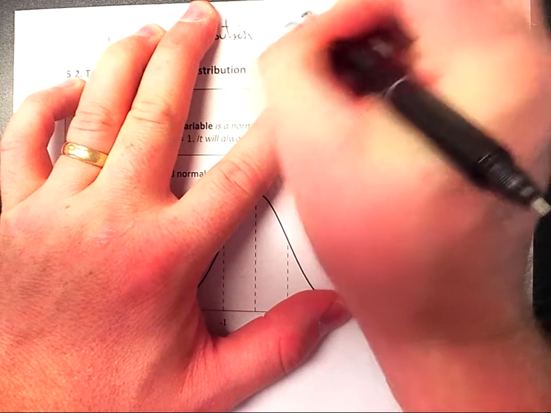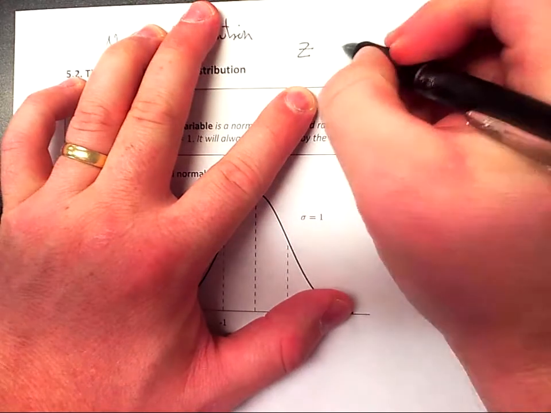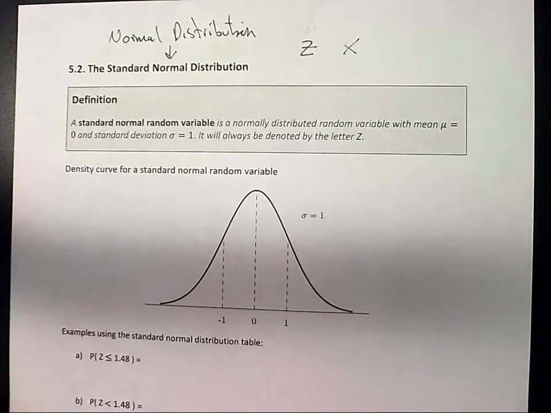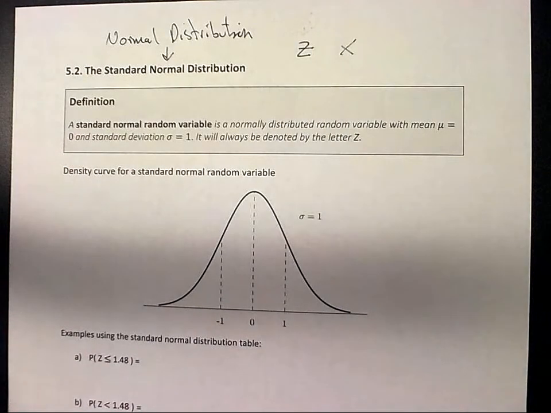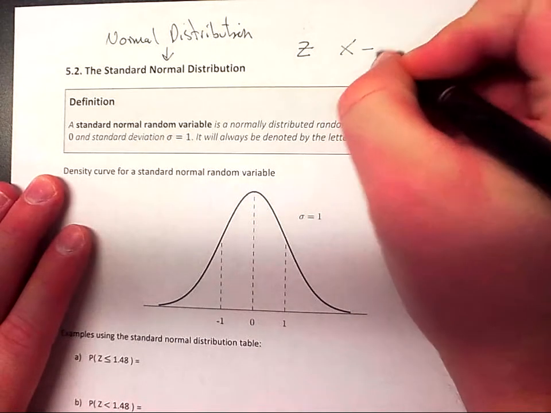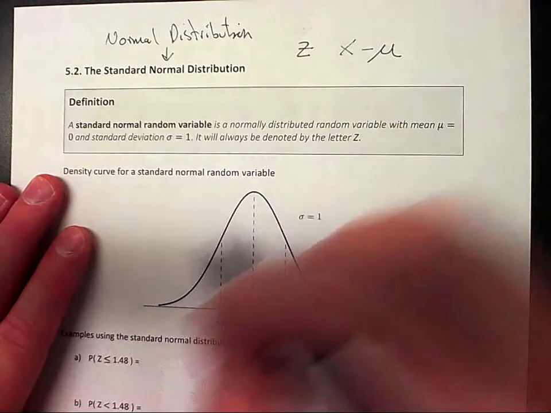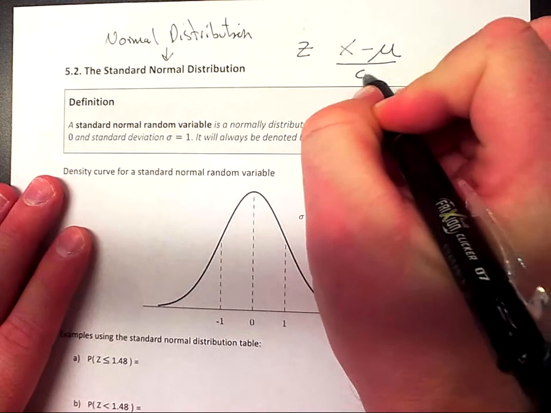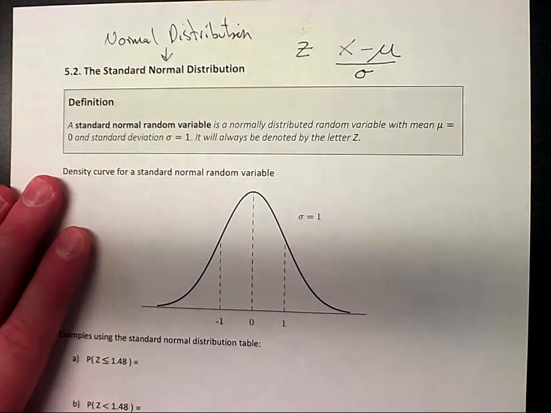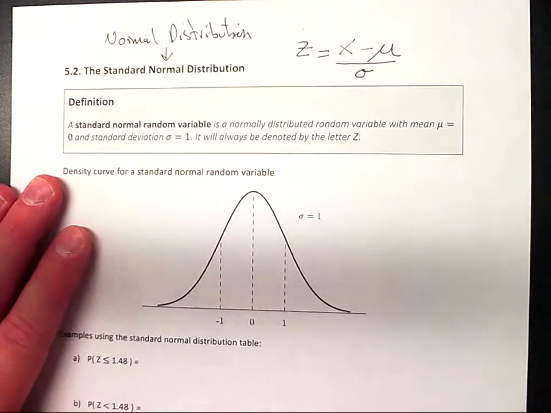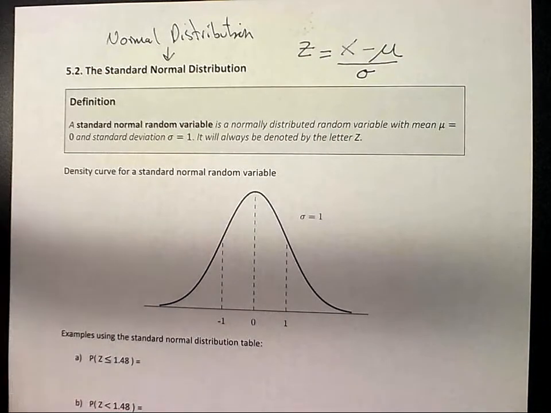So let me ask you this. How do you convert an x value to a z value? Awesome, you guys are both saying it. If you have some x value, if you subtract the mean from it, mu, and you divide that thing by the standard deviation, well, now you've just taken that x value and converted it into a z value, right?